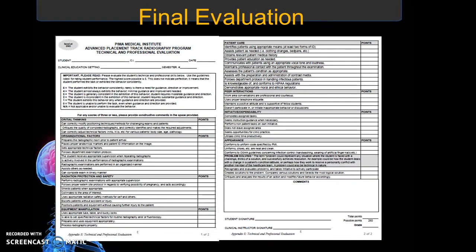Now, same thing for this one. This is, again, your technical professional evaluation. If you look up in the upper corner, the first one said, at midterm or at the end of 3 weeks. This one says at the end, so you know the difference between the two. The form is exactly the same. So what we're looking at is seeing how much you've improved from midpoint until the end. Did we make any improvements?